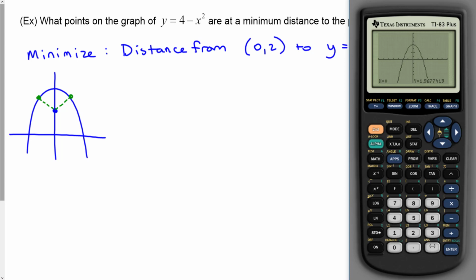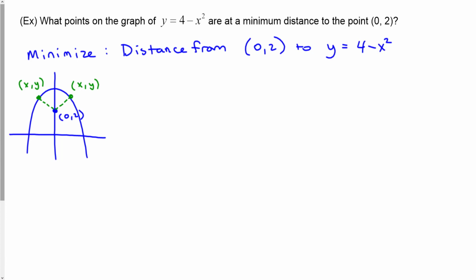So this point has the coordinates (0, 2). These 2 points would have the coordinates of some x and y value at this point. Okay? So that's what we want to minimize. Okay? Let's see how we can go about this.